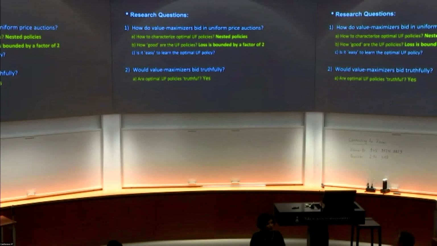Now, how good are the UF policies? I think they're pretty good. The loss is upper bounded by a factor of 2, and in real-world inspired settings, the loss is even much smaller. The cost would be less than 5%.